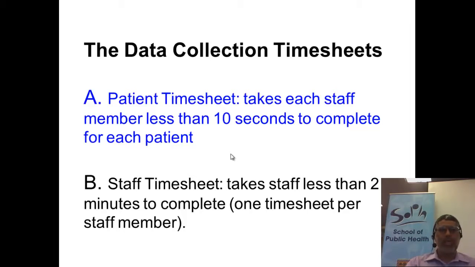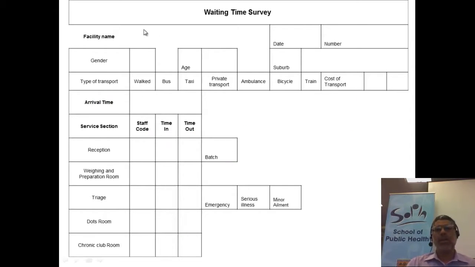So what would a patient timesheet look like? It would resemble something like this, where you have the facility name, some details on the patient, the questionnaire provided to the patient, and then it has various service points on there, and the service points on the form would obviously be the service points that are provided at the facility in which you're doing the study. Then it has a space for a staff code and the time in and out.